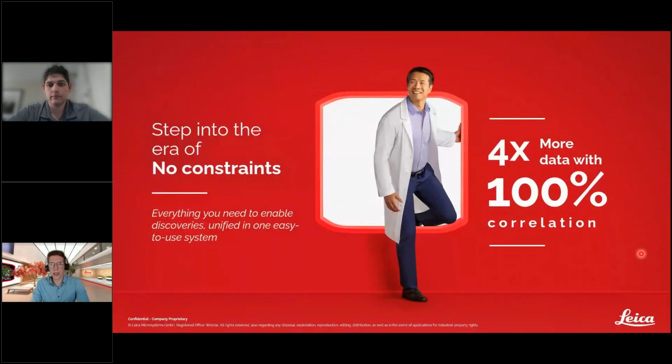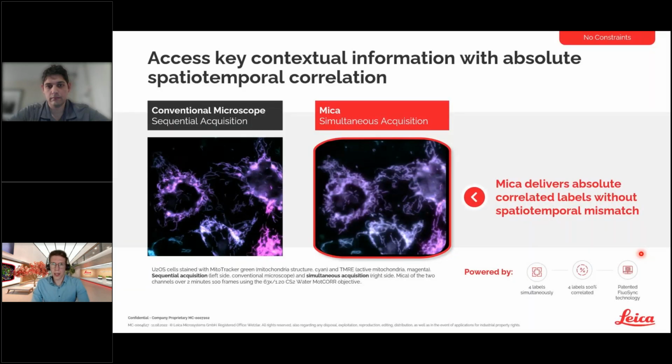The second topic is that there are no constraints. You have really everything that you need in one very easy to use system. And you can also get up to 4 times more data, meaning multicolor data, which are 100% correlated. And what does that mean? And why is this important?